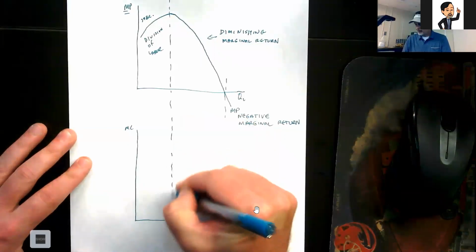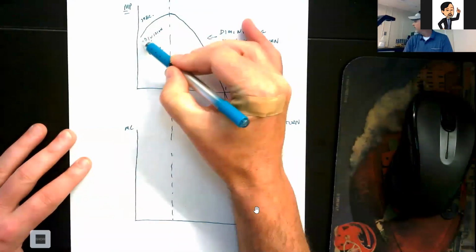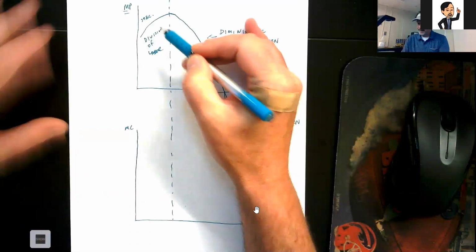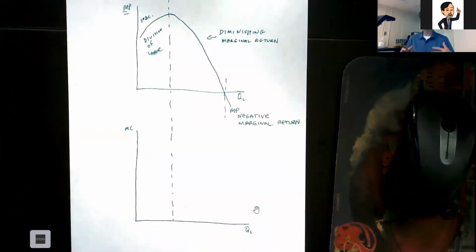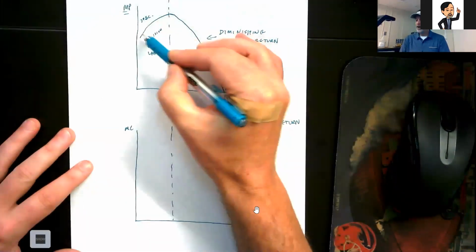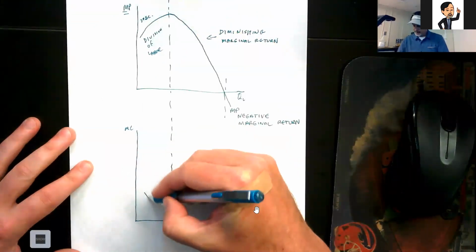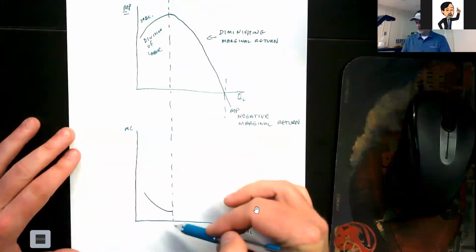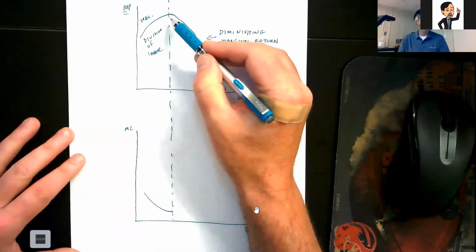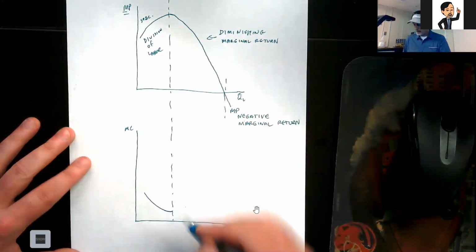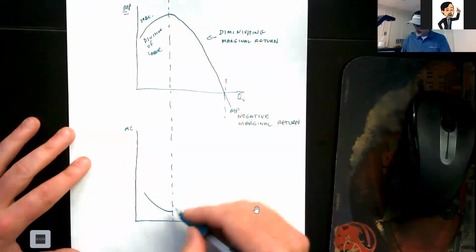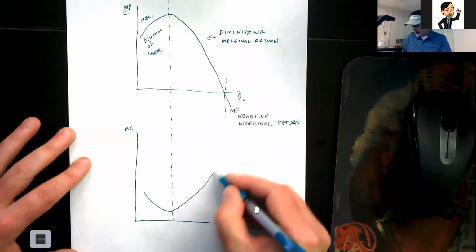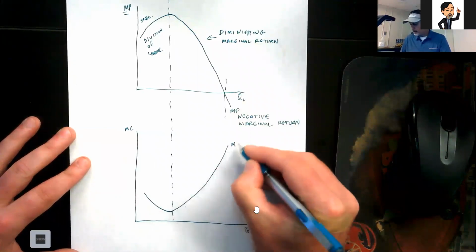as we produce more and more output and our workers become more and more productive, our costs for each of those units of output go lower and lower and lower. So when marginal product increases, marginal cost decreases. And the minimum of marginal cost is the maximum of marginal product. And so here is our marginal cost curve.